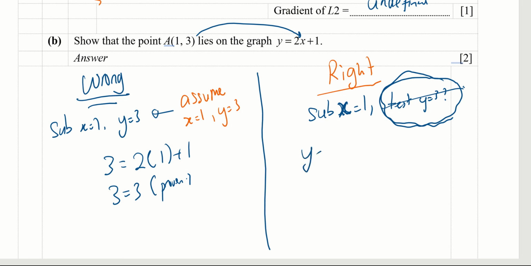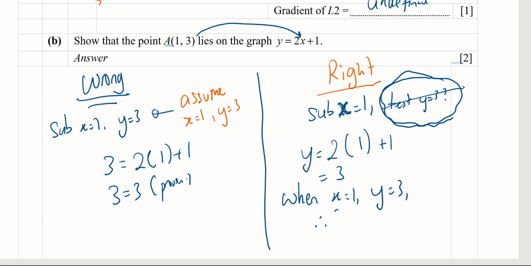So I will now test, right? So this is 2 times 1 plus 1, 3. Oh, since x equals to 1, let me phrase it in a better way. So when x equals to 1, y is equals to 3. Therefore, (1, 3) lies on the line, on the graph. Or to be more specific, lies on y equals to 2x plus 1.